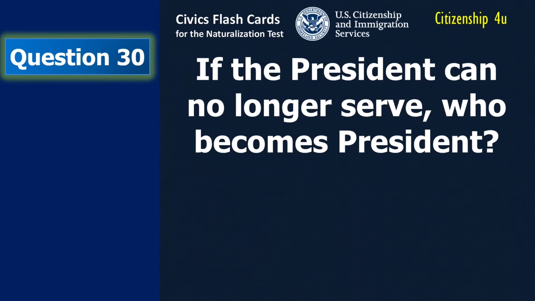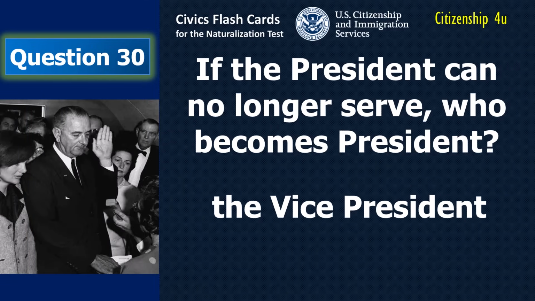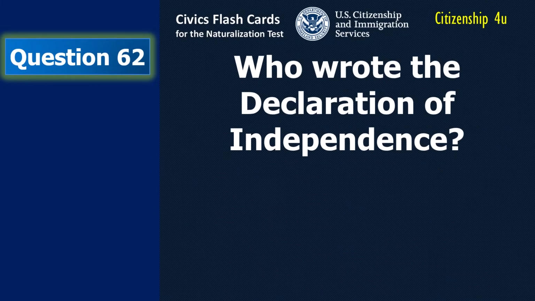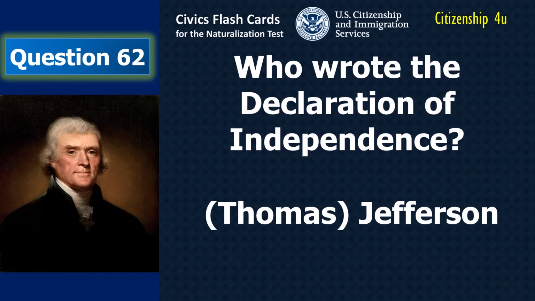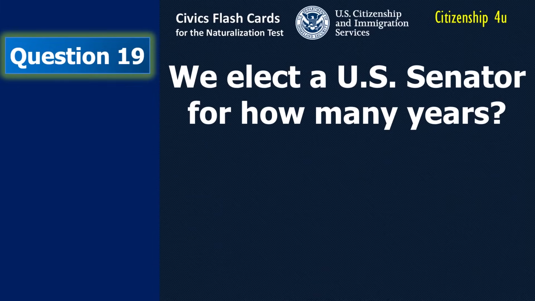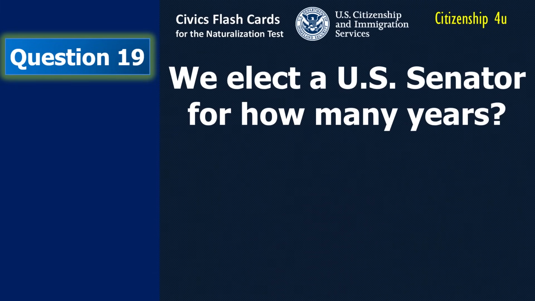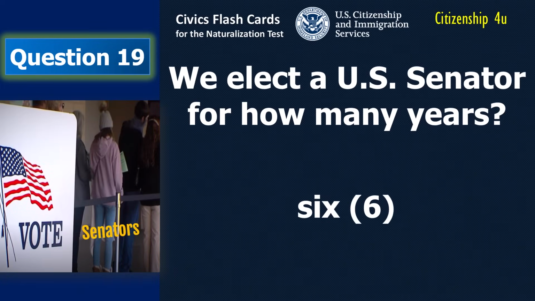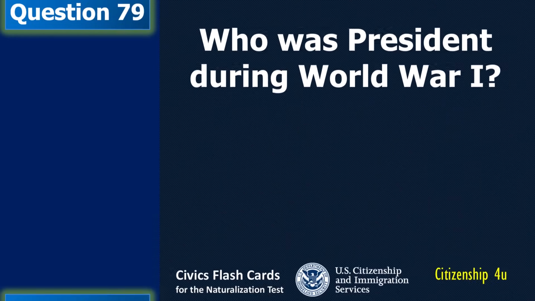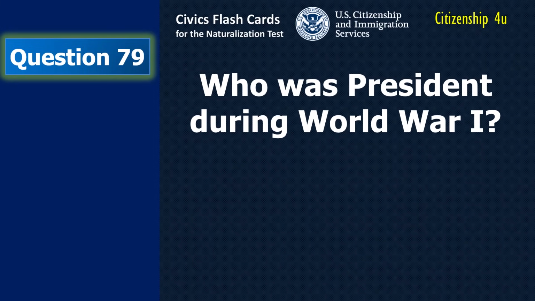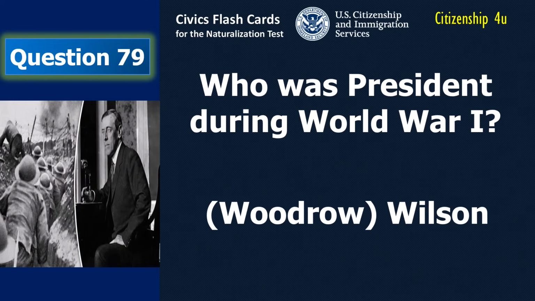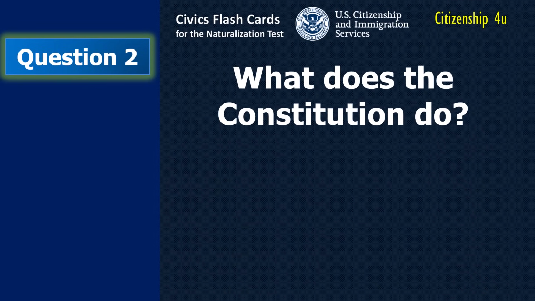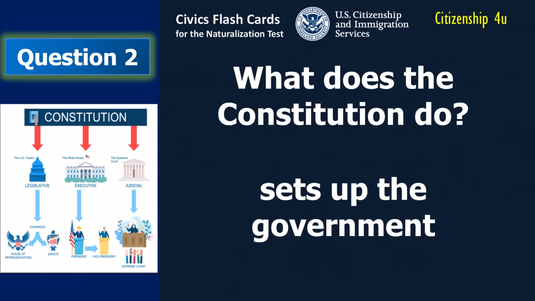If the president can no longer serve, who becomes the president? The vice president. Who wrote the Declaration of Independence? Thomas Jefferson. We elect a U.S. Senator for how many years? 6. Who was the president during World War I? Woodrow Wilson. What does the Constitution do? Sets up the government.